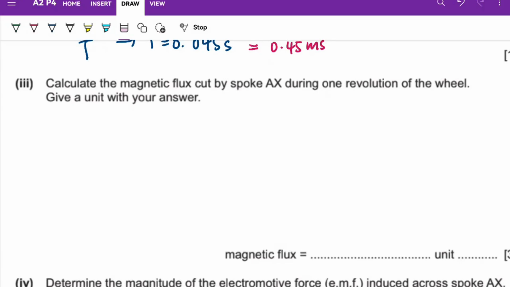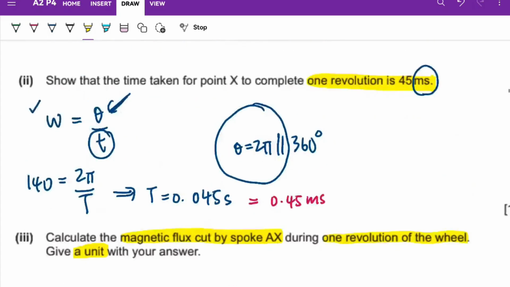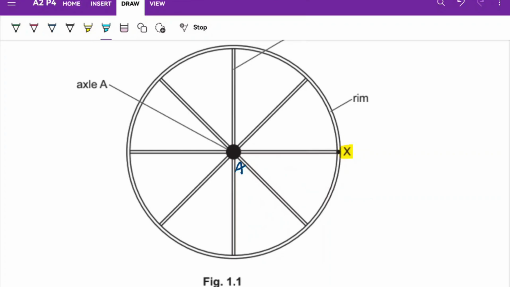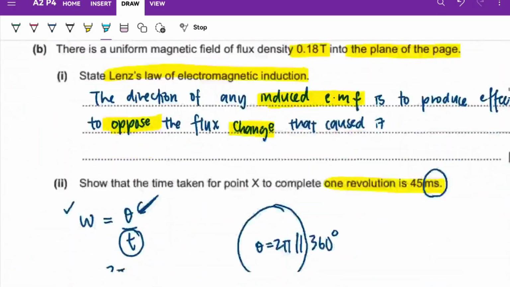Alright, moving on to Roman 3. Calculate the magnetic flux cut by spoke AX during 1 revolution of the wheel. Give a unit with your answer. Okay, let's go back to the main question and see where AX is. Okay, so this is AX. So they are asking for the magnetic flux cut through by the spoke AX for 1 revolution.